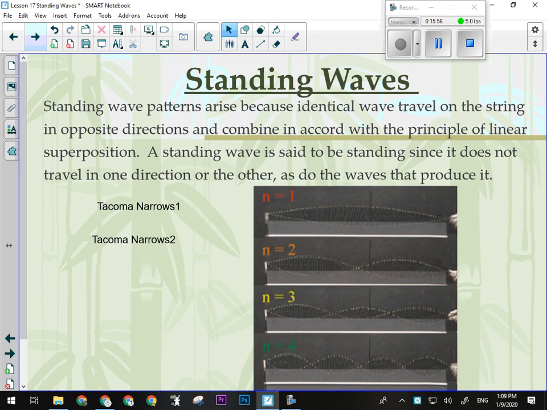All right, so I'm going to show you this Tacoma Narrows bridge thing because it's crazy.